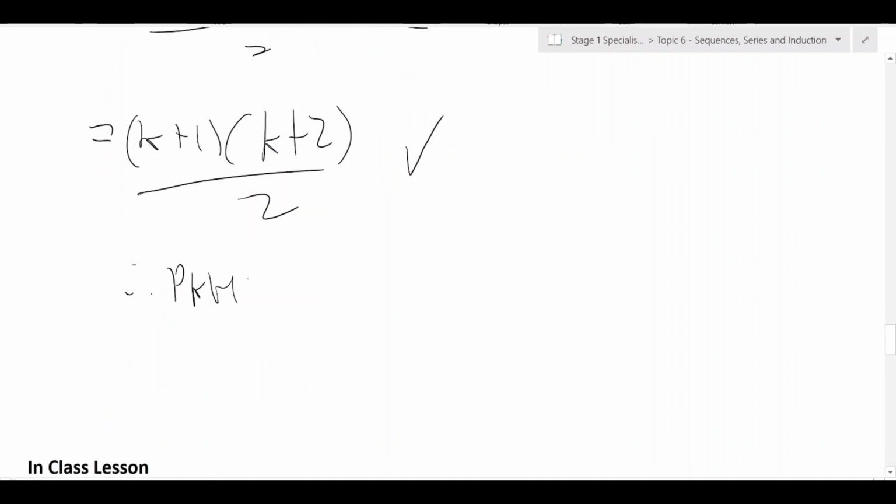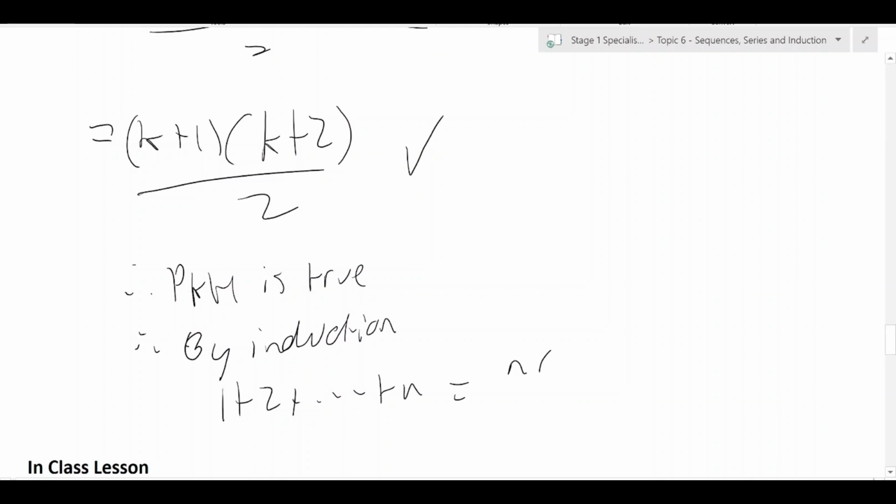Therefore P(k plus 1) is true. Therefore by induction we have 1 plus 2 plus up to n equals n(n plus 1) over 2 for all n greater than or equal to 1.